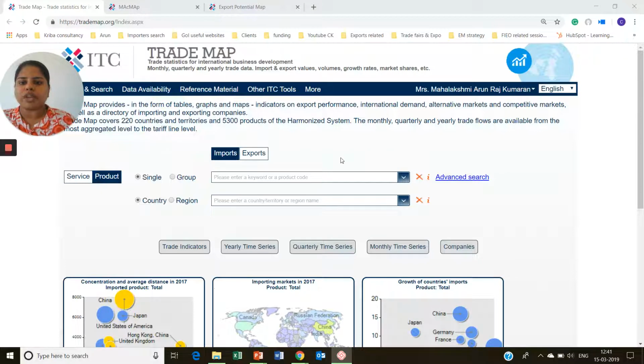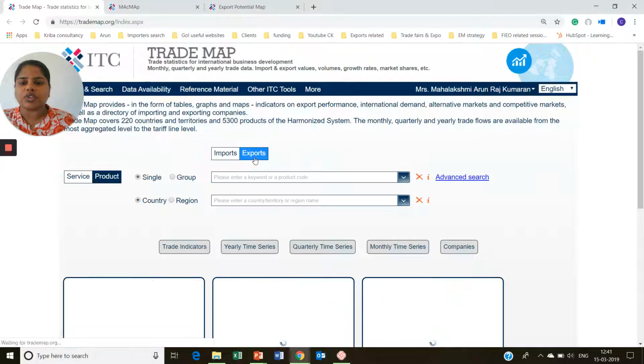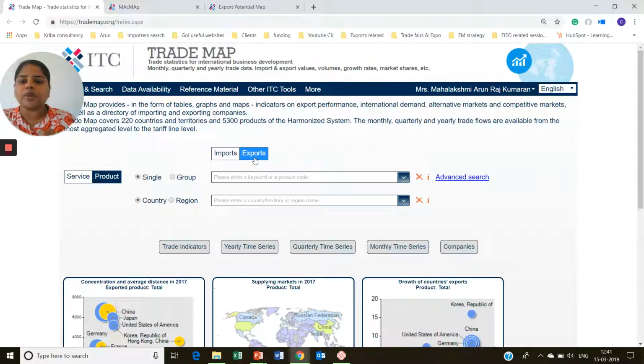Because we are looking mainly at product exports, the selection here is product. Whichever is highlighted in blue is the option selected. Here I'm going to choose exports. In case you are not able to understand which product to choose, in the product-based approach you choose the product first, then you start exploring the market and find the buyers in it.